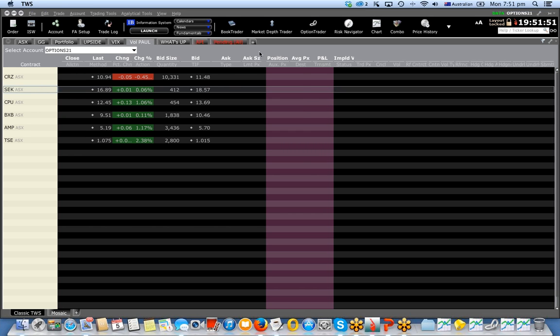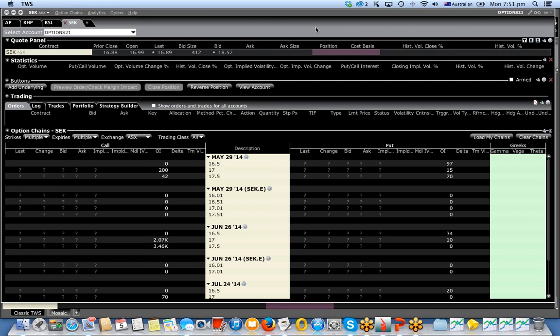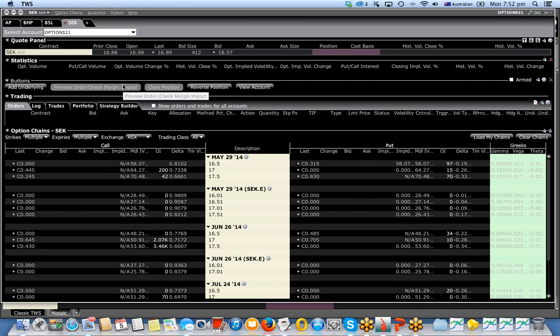I selected the SEEK and I'm clicking on option chain, and automatically that particular stock is in our option chain. Now we can see both sides. On the left hand side we can see calls, right hand side we can see puts. In the middle we can see different strikes: May, June, July. And you can manipulate all these descriptions.